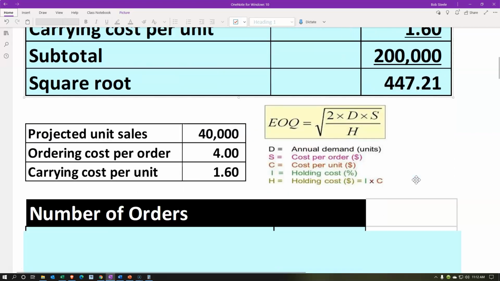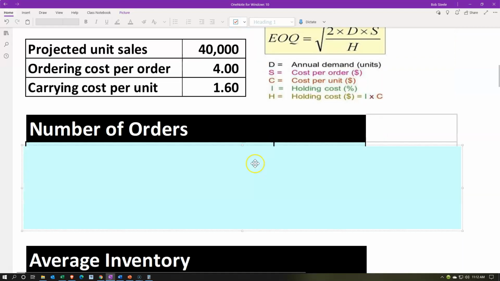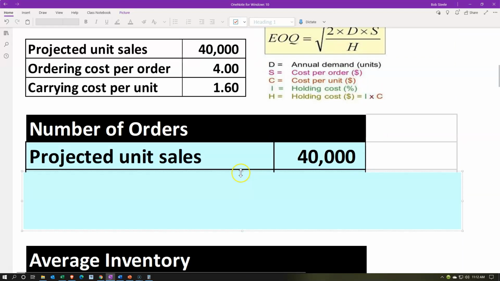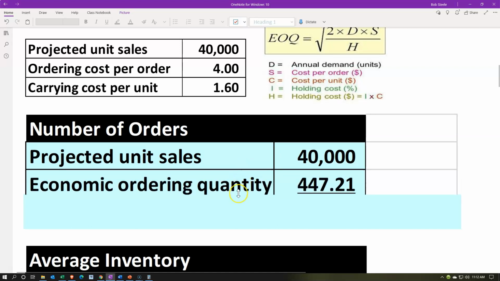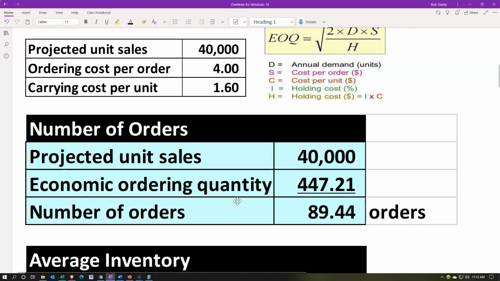So then the next question is, okay, well, how many orders are we going to have during the year then? What's the number of orders that we're going to have? Well, if we need 40,000 units for the entire year, and every time we order the optimal size we have just determined would be 447.21. If I take the 40,000 divided by the 447.21, we get about 89 orders. So we're going to need 89 orders.